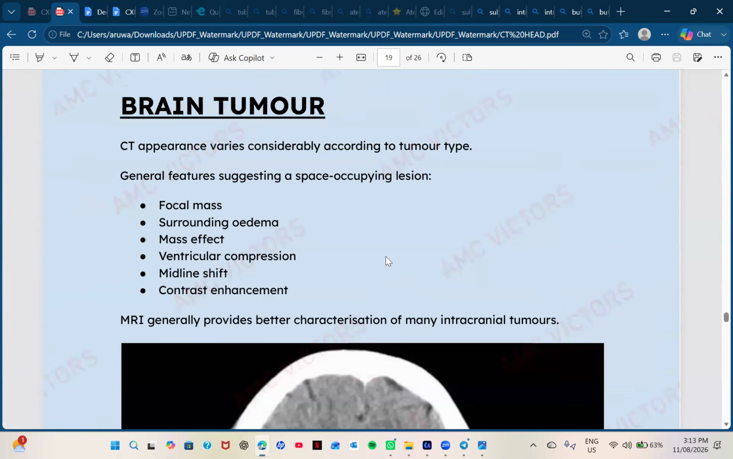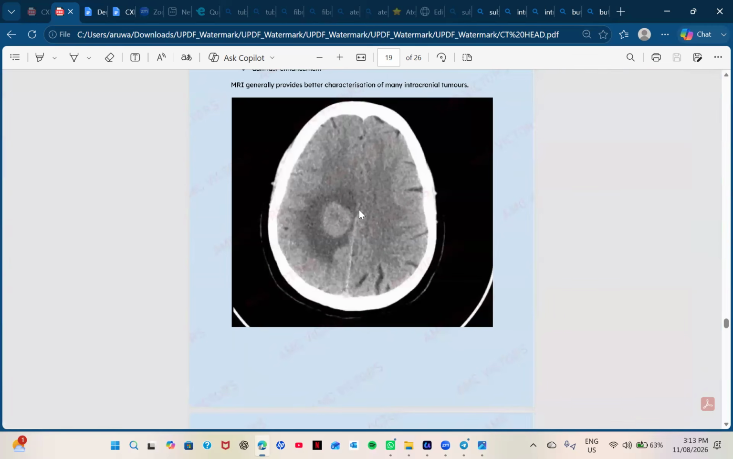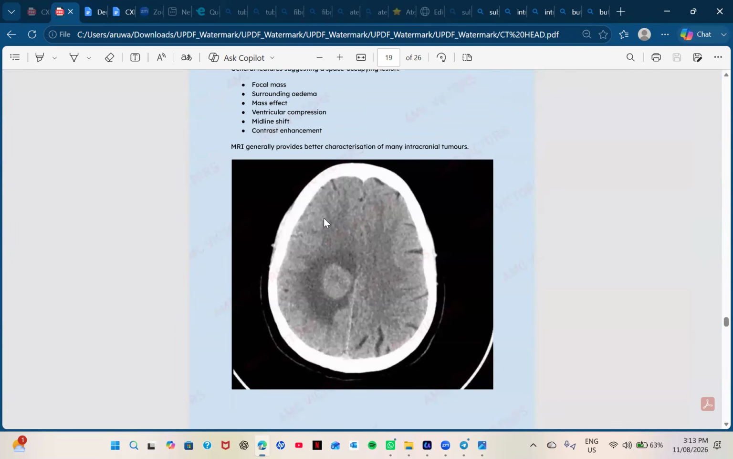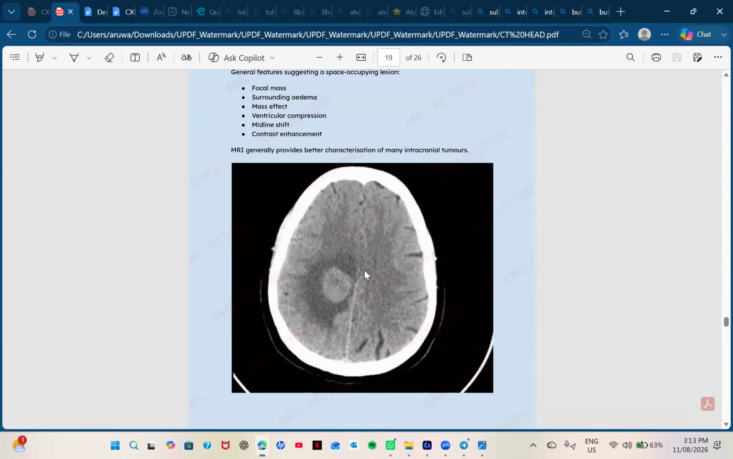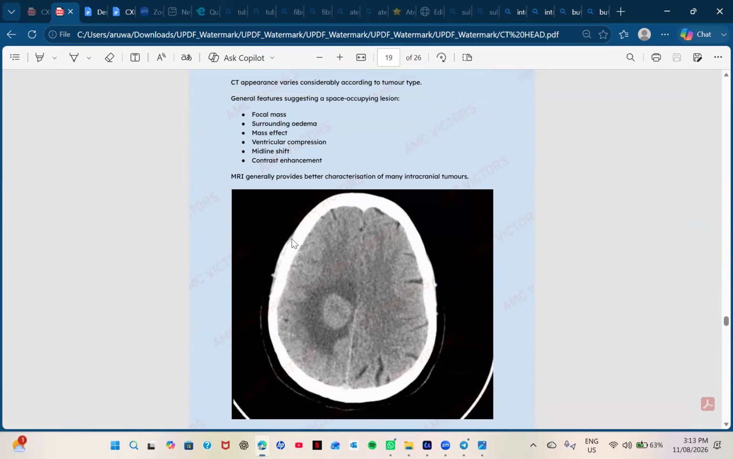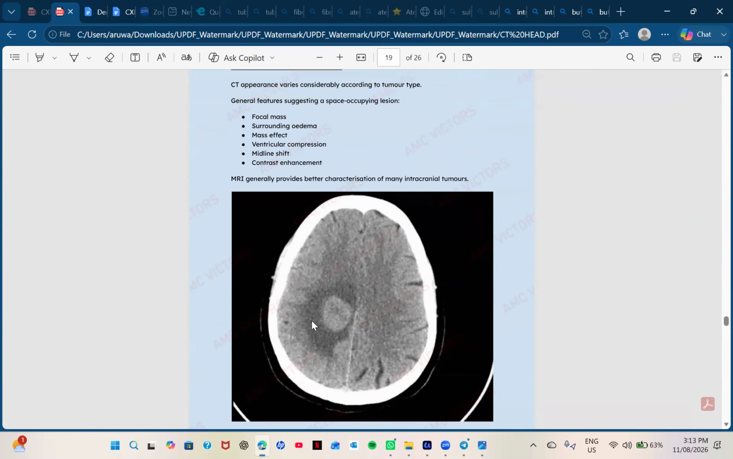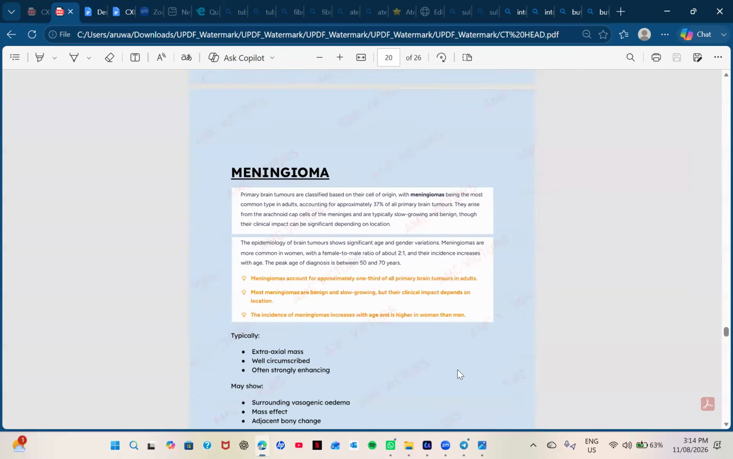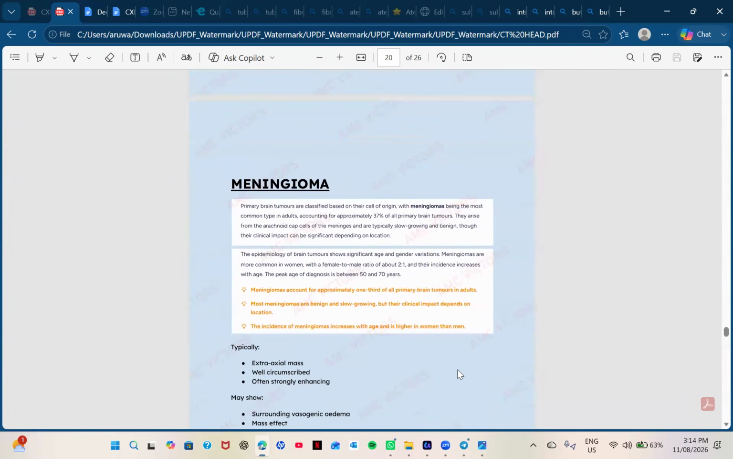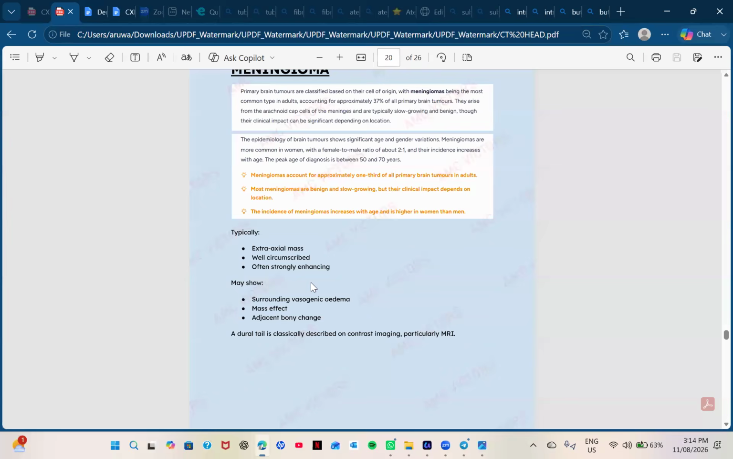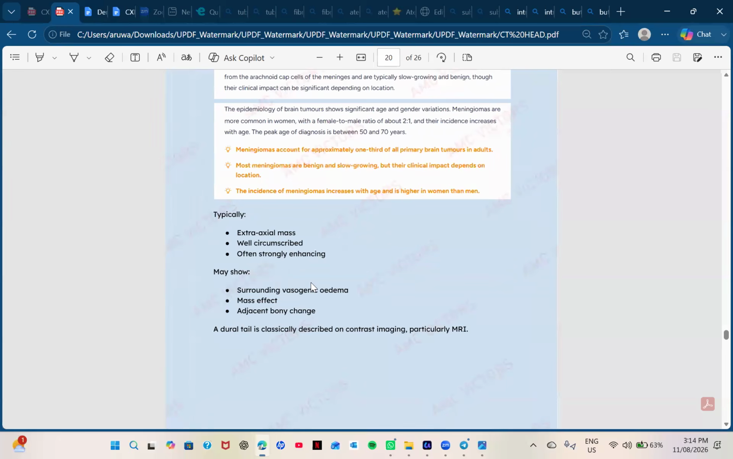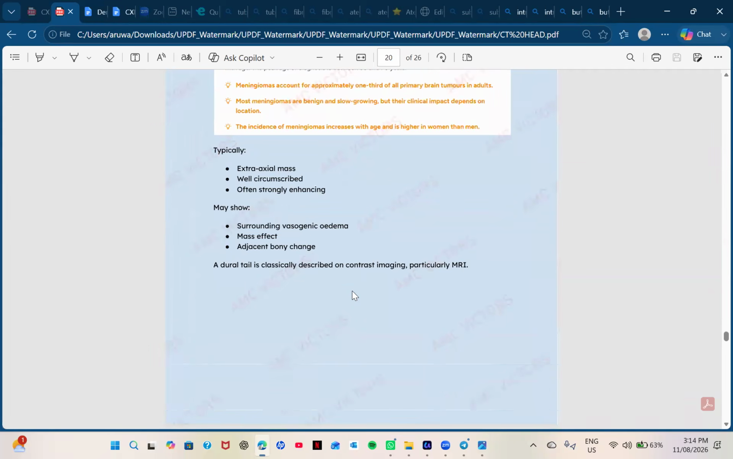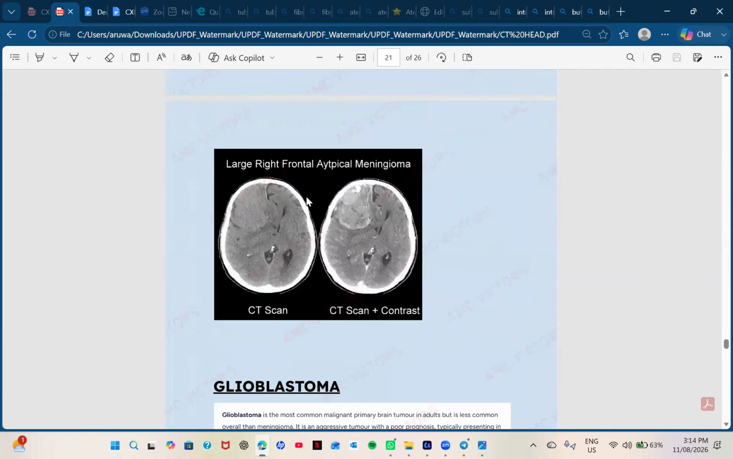Okay, here I'll show. This is a brain tumor, not very specified, just a brain tumor. Here you can see the background edema, and it can be associated with the mass effect, right? Here the shift also can be seen because a brain tumor can cause all of these stroke-like features as well. Okay, meningioma: extra-axial mass, well circumscribed, strongly enhancing.